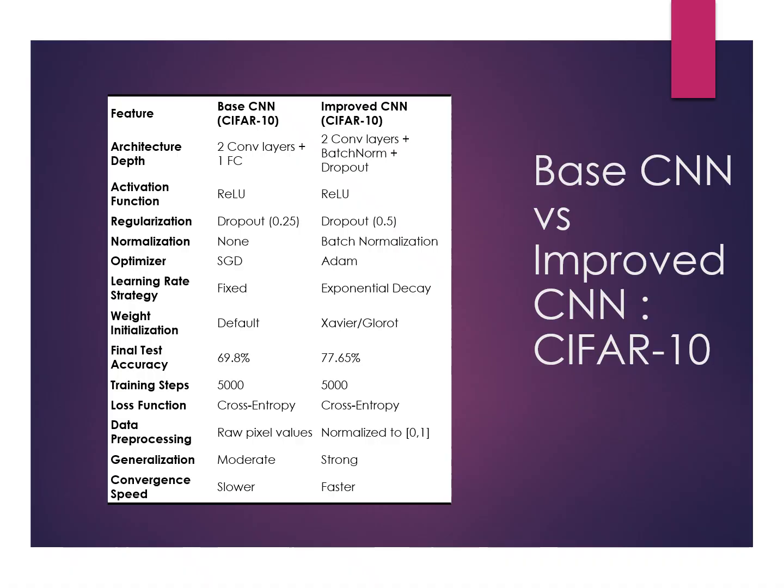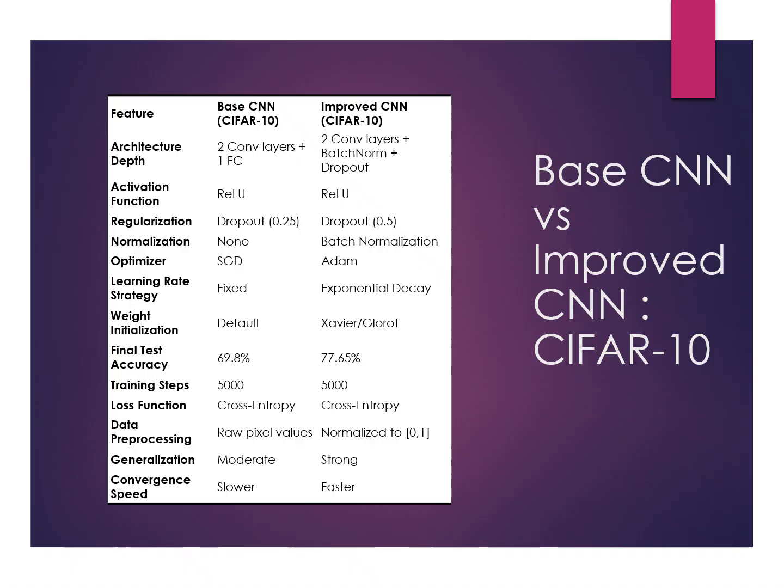So optimizer and learning strategy: the basic one has SGD with a fixed learning rate, whereas in the improved one I used Adam with exponential decay. Regularization and initialization: the basic one had dropout 0.25, which was the default. But for the improved one, I increased it a little bit from 0.25 to 0.5, with the help of Xavier init.